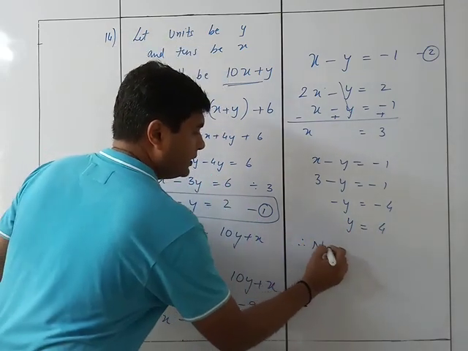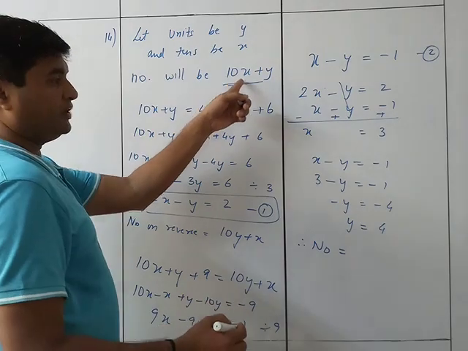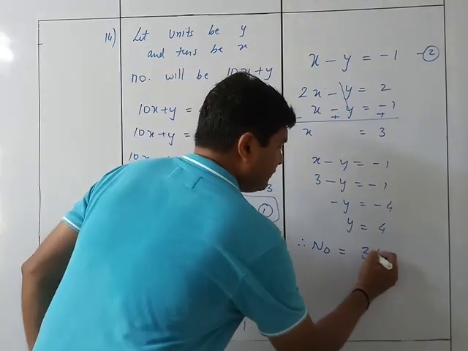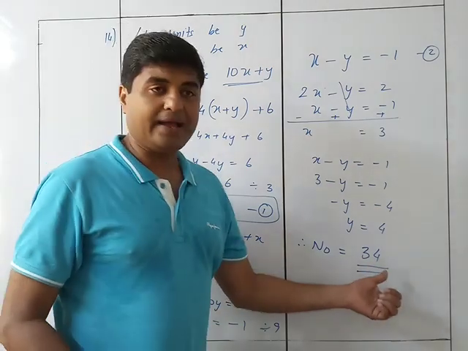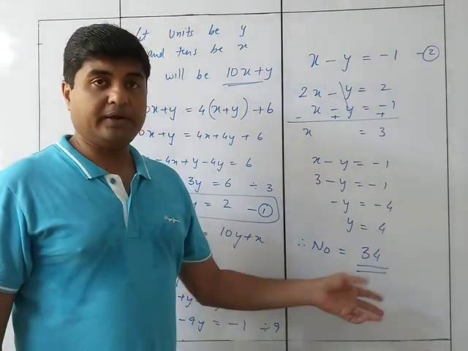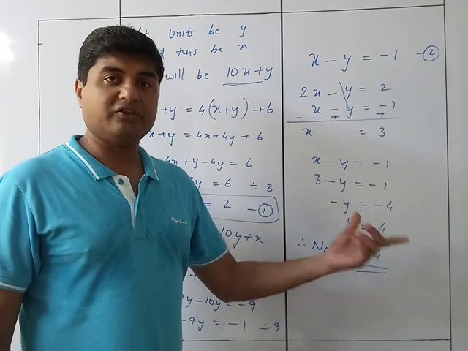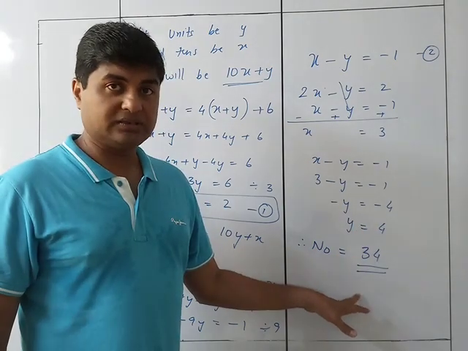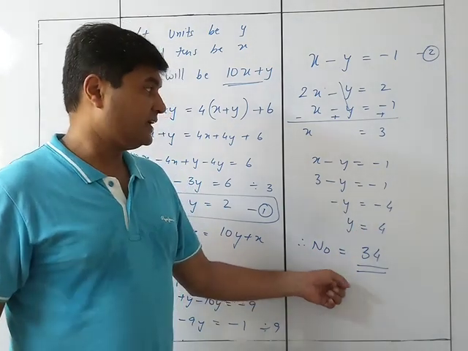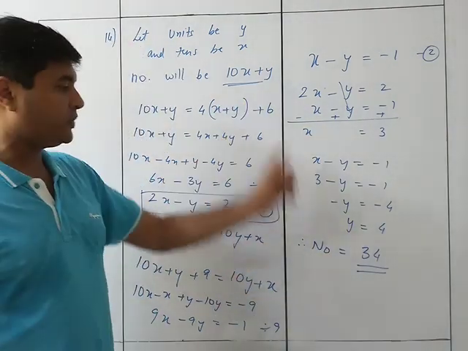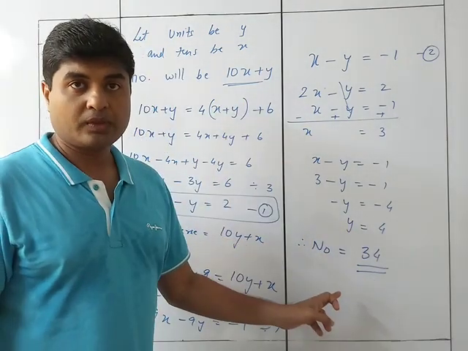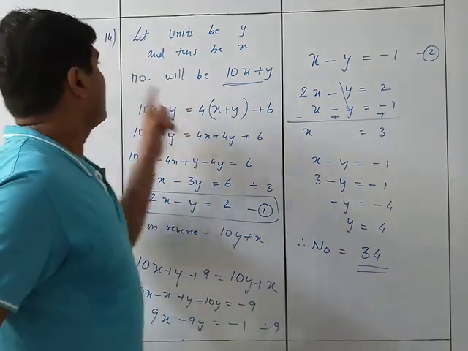Therefore, the number will be, taking x and y, 34. You can also cross check. If I reverse the number, it will be 43. That means it is increased by 9. So I have the correct answer. Understood? So the answer is x is equal to 3, y is equal to 4. Accordingly, the number will be 10x plus y is equal to 34. That was question number 14.